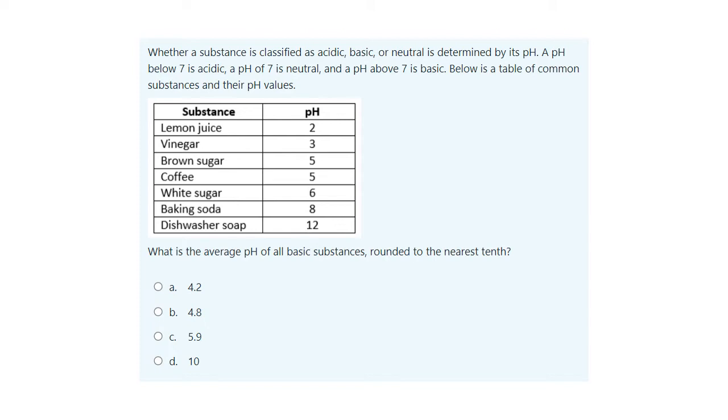Whether a substance is classified as acidic, basic, or neutral is determined by the pH. A pH below 7 is acidic. So white sugar, coffee, brown sugar, vinegar, and lemon juice are all acidic. A pH of 7 is neutral, and above 7 is basic. So the baking soda and the dishwasher soap here are basic.